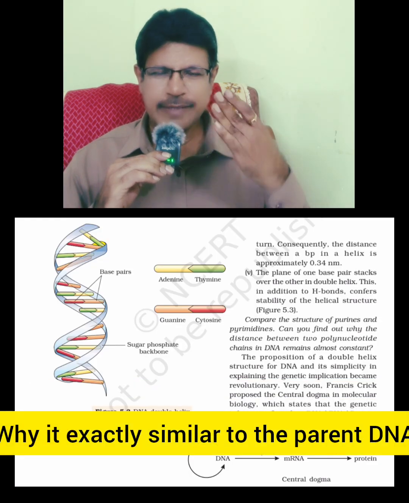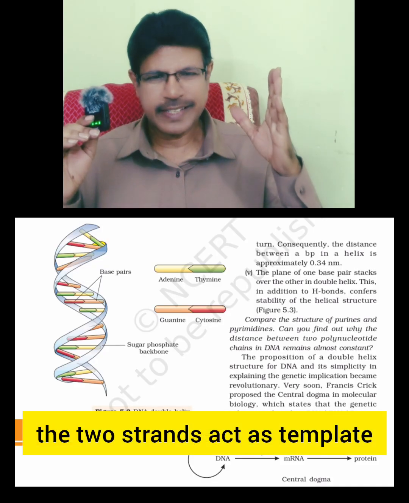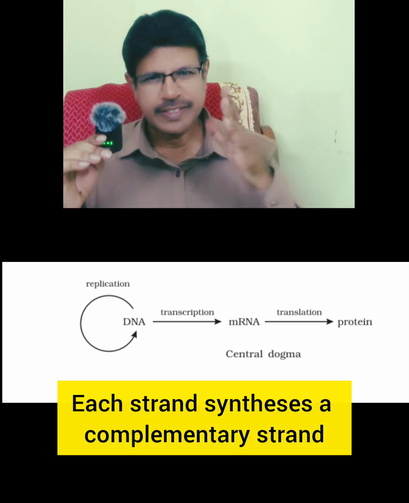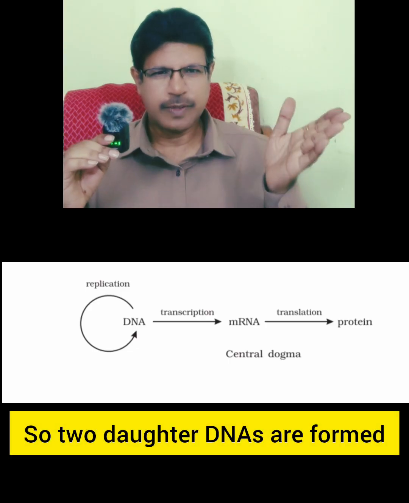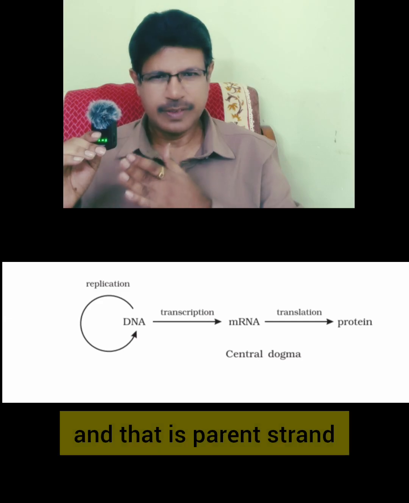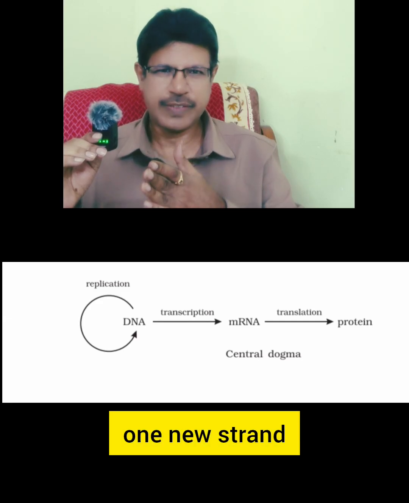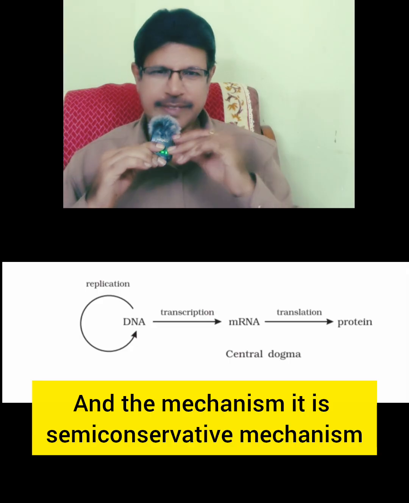Why are they exactly similar to the parent DNA? Because in the parent DNA, the two strands act as templates. Each strand synthesizes a complementary strand. So two daughter DNAs are formed. One daughter DNA has one old strand, that is the parent strand, and one new strand. And the mechanism is the semi-conservative mechanism.